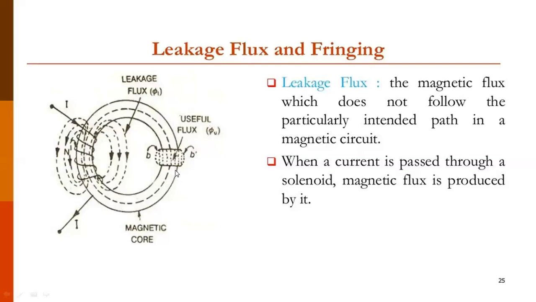So what happens? A part of the flux completes its path through the air or the medium in which the coil and magnetic circuit are placed. Such a flux which leaks and completes its path, shown here as dotted lines with arrows, this is the leakage flux. Such flux which leaks and completes its path through the surrounding air or medium. Here the surrounding medium is air. If there were another material, the flux would go through it. Now it is air, so the flux is going through air.